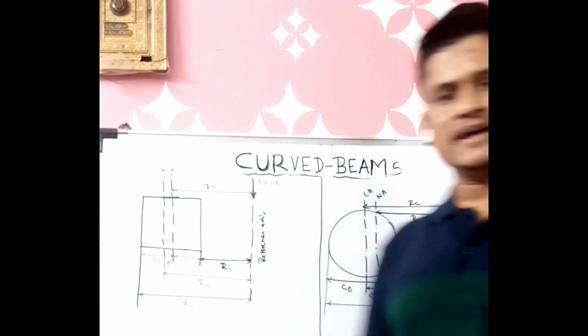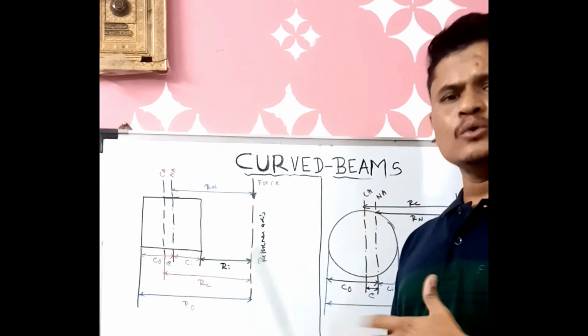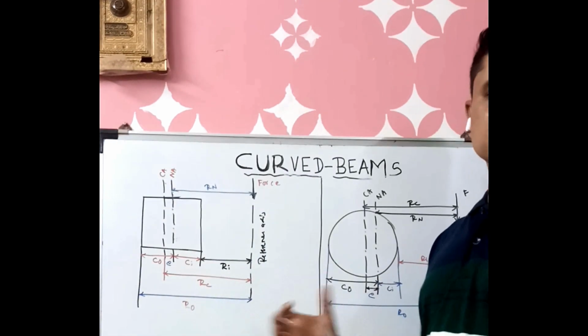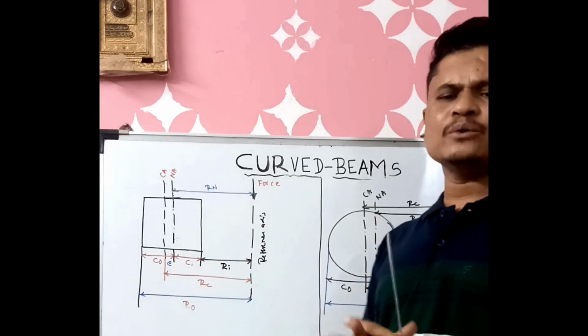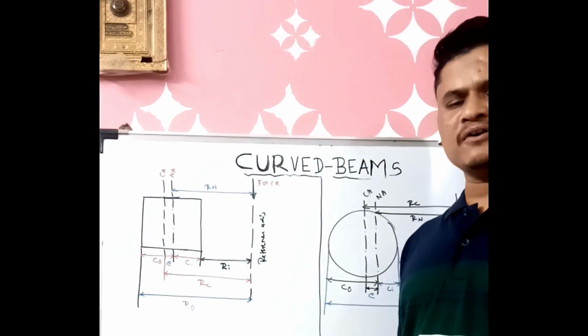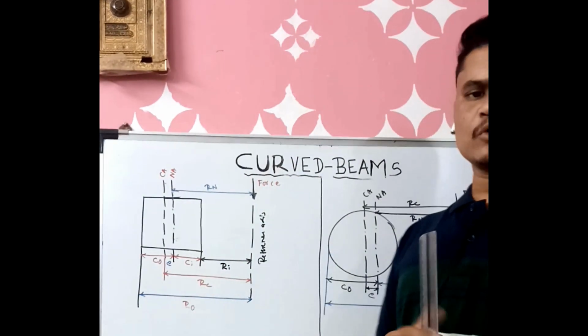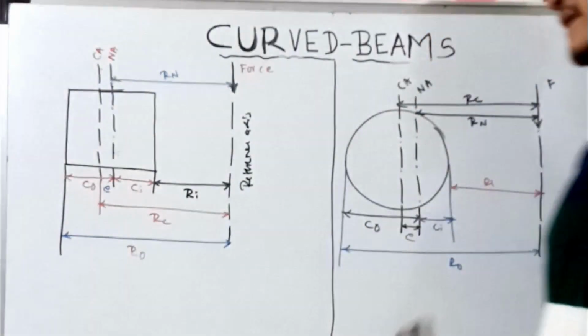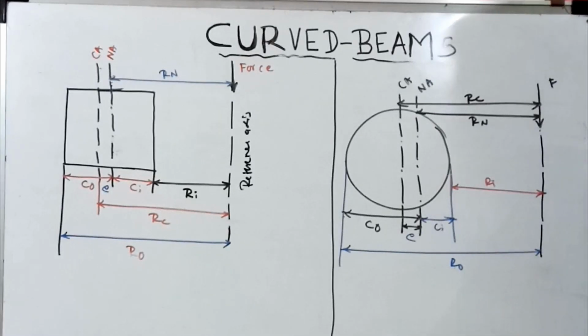The second lecture. Here I am going to deal with how to design a particular curved beam depending upon the cross section. When you see a given problem, first of all recognize the type of cross section. I am considering here two types of cross section: one is the rectangular cross section and the other is the circular cross section.